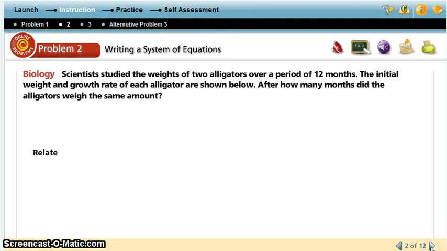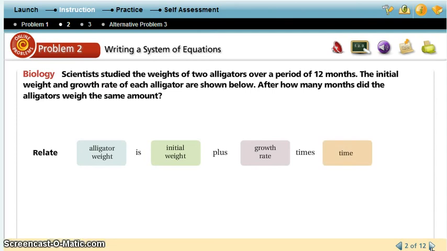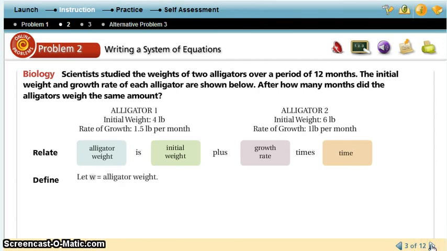Relate the terms to each other in order to build an equation. The weight of an alligator is the initial weight plus the growth rate times the amount of time it has been growing. Now, define your variables. Let W equal the alligator weight. Let T equal the time in months. Now, write the equations.